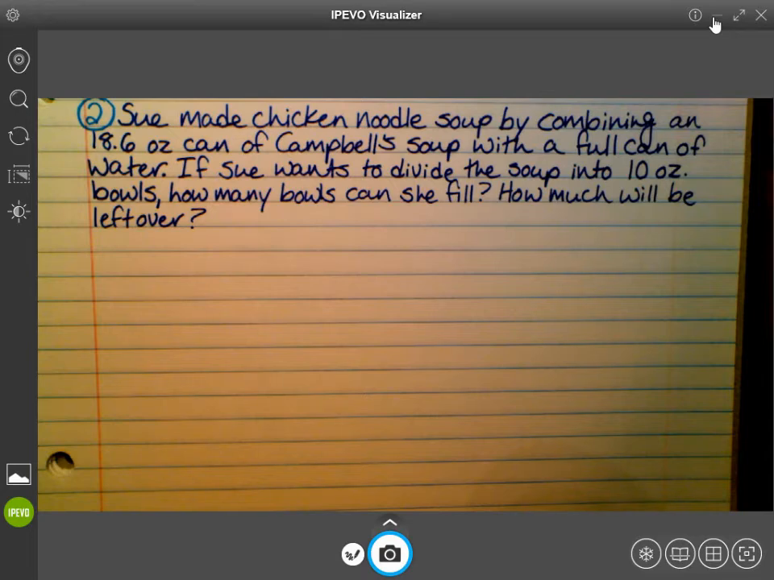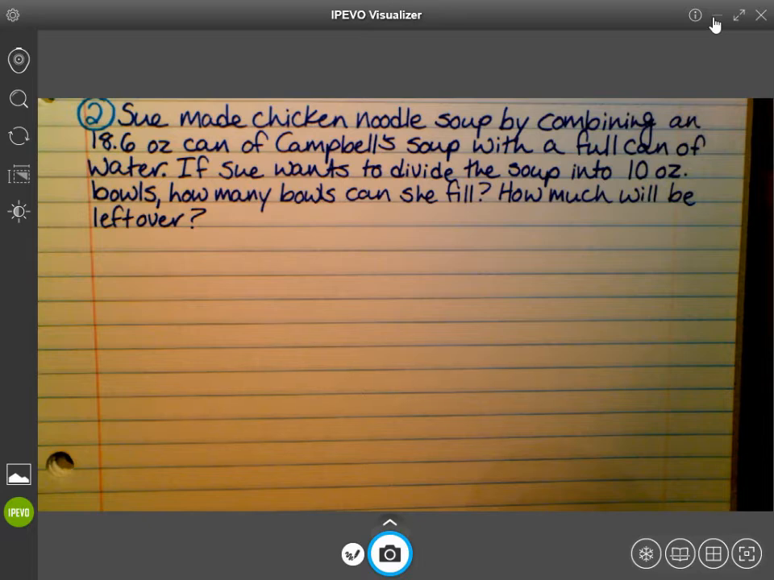If Sue wants to divide the soup, Jack P, get writing, please. If Sue wants to divide the soup into 10-ounce bowls, how many bowls can she fill, and how much will be left over? So remember, she's not just putting the contents of the can into her soup. She's then also filling the same can up with water. So she's combining those two together. Then she's dividing that into 10-ounce bowls. So if she does that, how many bowls will she be able to fill, and how much of the soup will be left over? Full can.